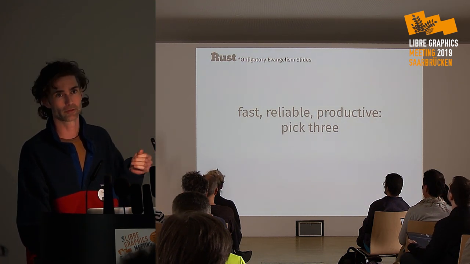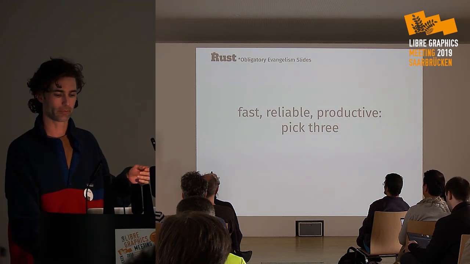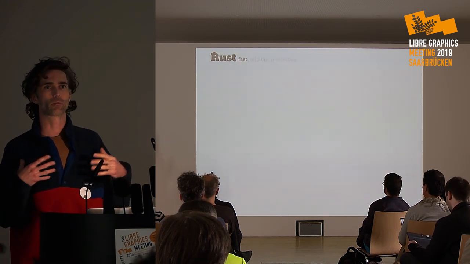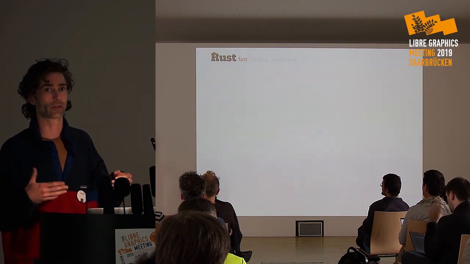Fast, reliable, and productive. We'll start with fast. So I want to clarify quickly. When we talk about fast, we're talking about runtime fast. Rust generates fast code. It generates fast binaries.